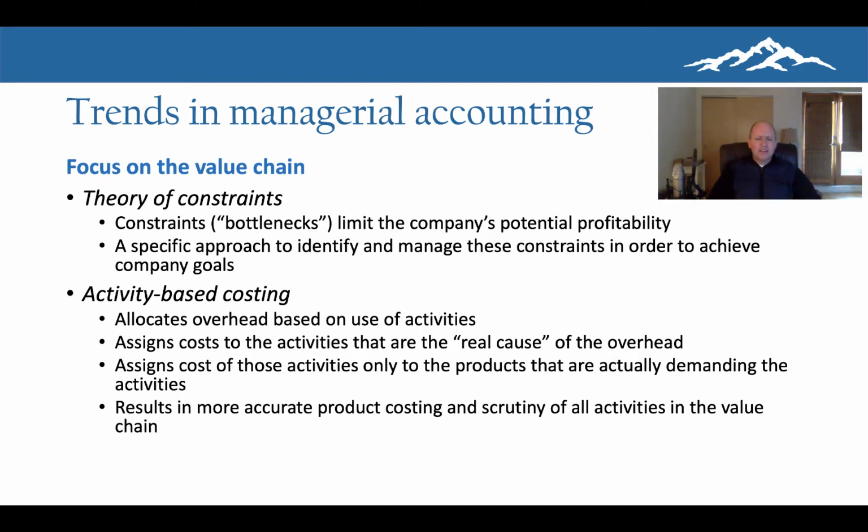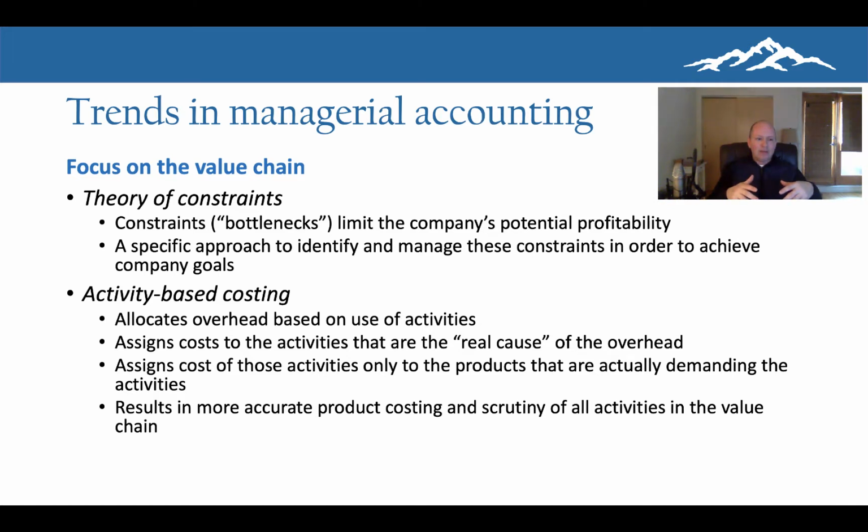And then activity-based costing, we'll talk more about later in the semester. I like activity-based costing. You'll hear it called ABC sometimes. And what it does is it allocates overhead based on the use of activities. So when we start out talking about manufacturing costs, you're going to see we'll talk about manufacturing overhead, right? And we'll allocate it fairly evenly across the products. That's not necessarily indicative of the real world, right?